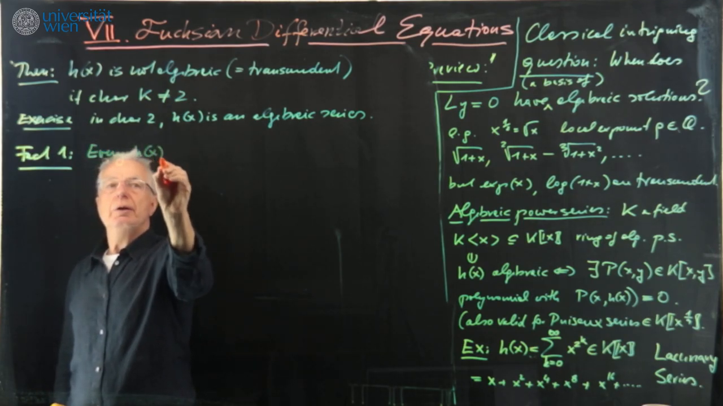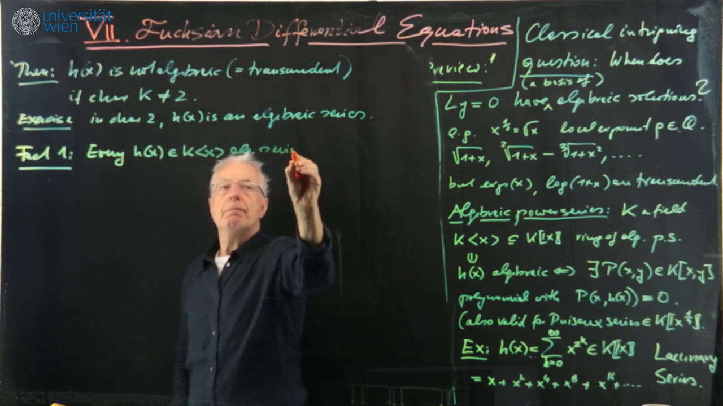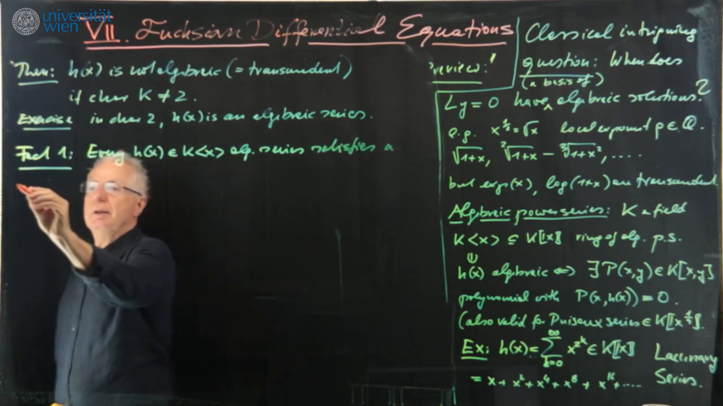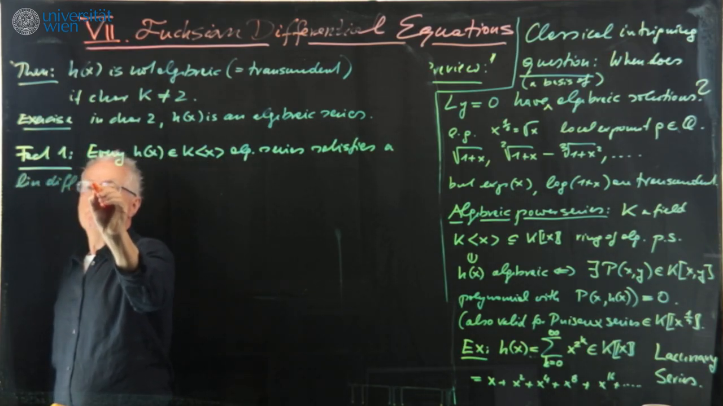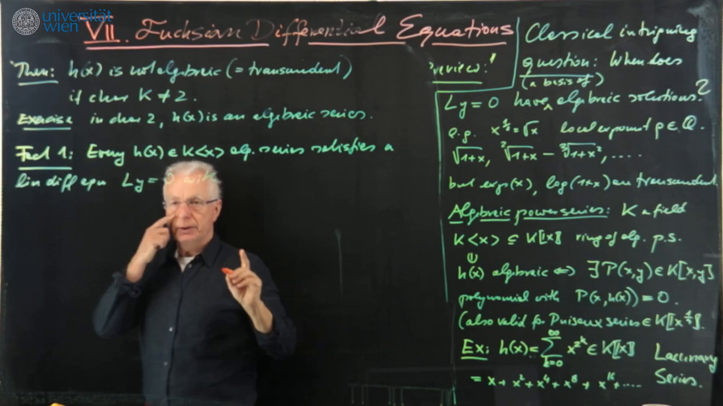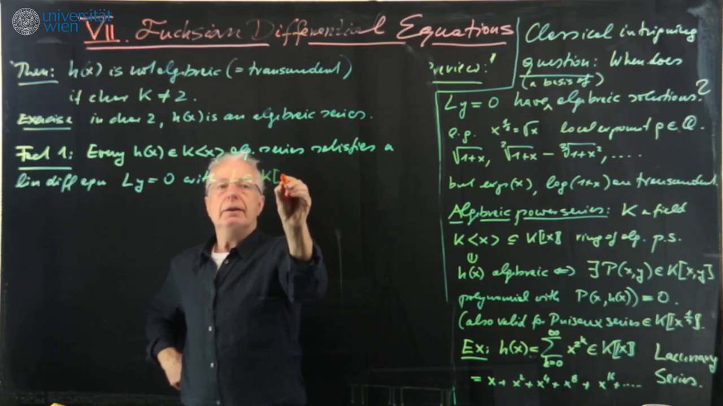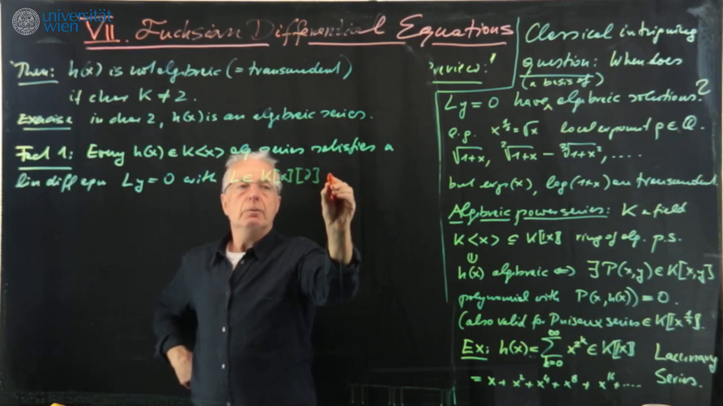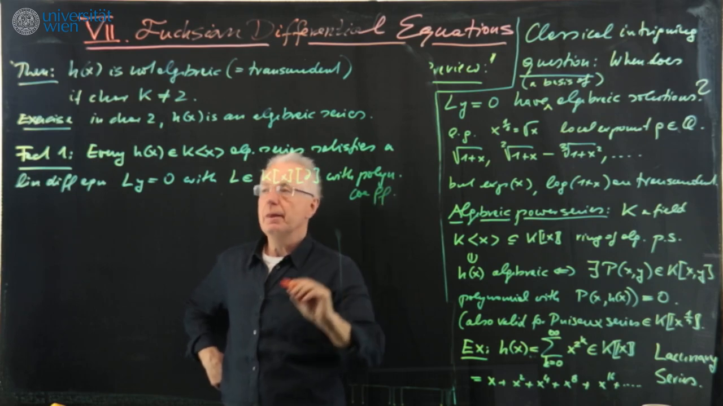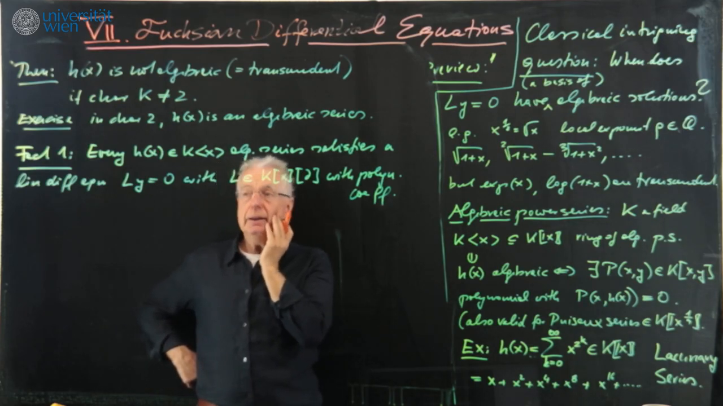Every h of x in k[[x]] which is an algebraic series satisfies a linear differential equation Ly equals 0. Now, the point is that the coefficients of L are polynomials, with L in k[x] with polynomial coefficients. So many people have proven this, among them Abel in 1827.